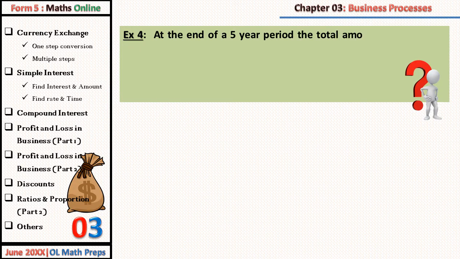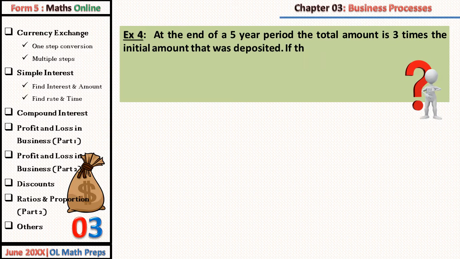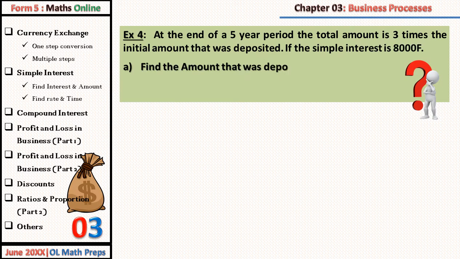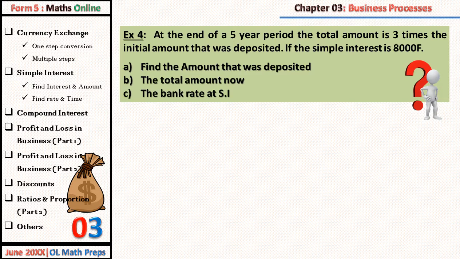Example 4. At the end of a 5-year period, the total amount is 3 times the initial amount that was deposited. If the simple interest is 8,000 francs, find A, the amount that was deposited, B, the total amount now, and C, the bank rate at this simple interest. So the period here is 5 years, the total amount is now 3 times the initial amount that was deposited, and the simple interest is 8,000.